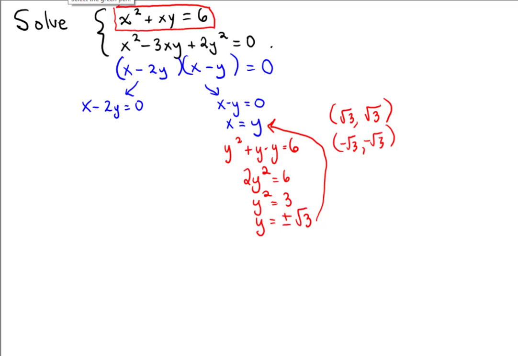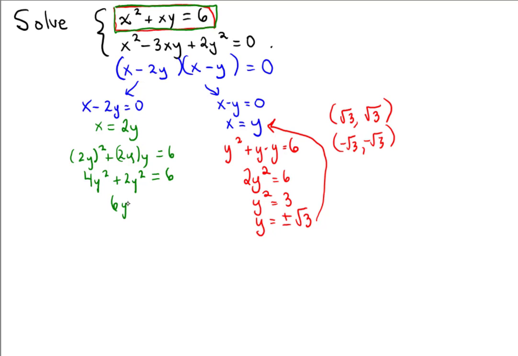On the left, if x minus 2y was equal to 0, that would mean that x was equal to 2y. And if I now substitute that into the top equation, so everywhere I see an x I'm going to replace it with 2y, I'll have 2y squared plus 2y times y equals 6. In other words, 4y squared plus 2y squared equals 6. 6y squared equals 6. And now y squared is 1. So of course that would mean that y is equal to plus or minus 1.